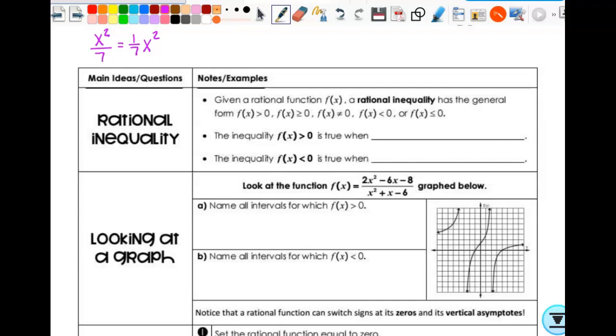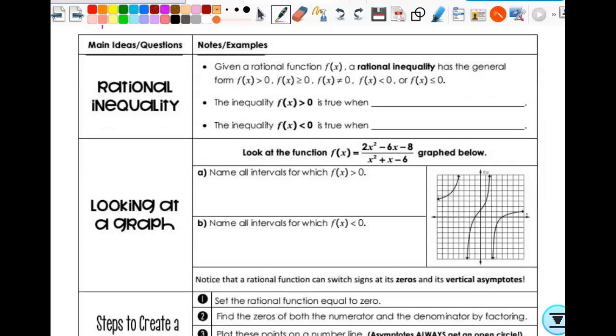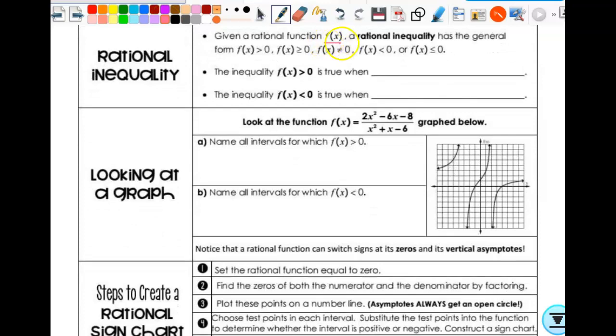Okay. All right, so when we talk about the definition of a rational inequality, it says given a rational function f of x, a rational inequality has the general form of all of this, which is exactly what it looked like for a polynomial. It just had the words polynomial inequality there. So if I have the inequality f of x is greater than 0, that is true when f of x is what? Positive. Good. Because f of x represents what? Y, yes. And then f of x is less than 0 when f of x is negative.